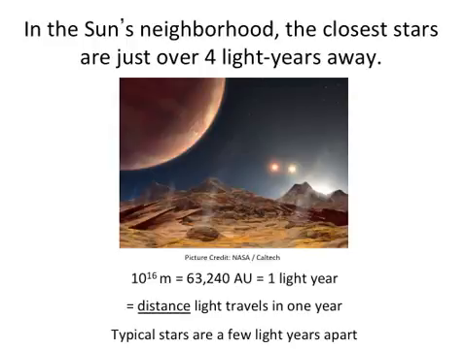Now, a light year is the distance light travels in 1 year. It's about 10 to the 16 meters, and that's 63,000 astronomical units. Our solar system is about 100 astronomical units in diameter. The nearest star to our own sun is 600 times further away than that. So again, a light year is a distance, it's not a unit of time, and typically in our corner of the universe, stars are a few light years apart. Sometimes they're closer, sometimes they're further.